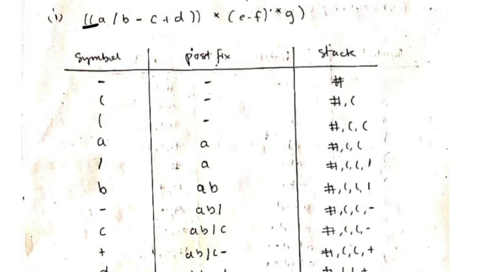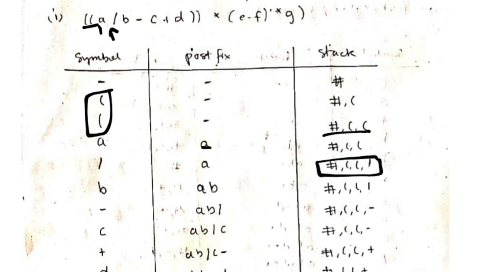First one, two brackets are there, so we will store the brackets inside this stack. After that a is there, a will be stored here, then division sign. Division sign will be stored inside this stack initially. Then after that b is there, so a with b, then minus.